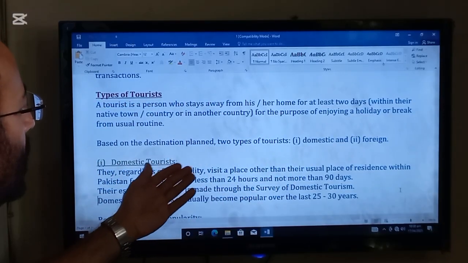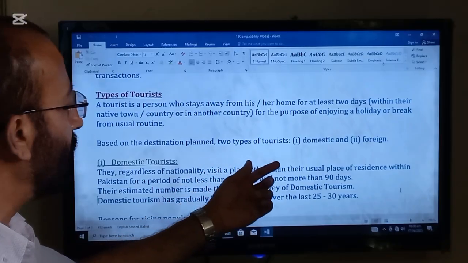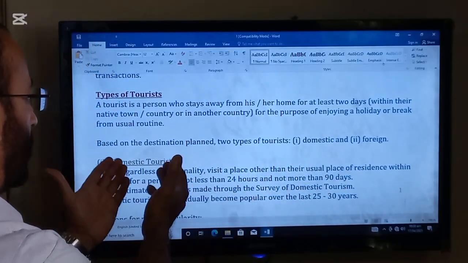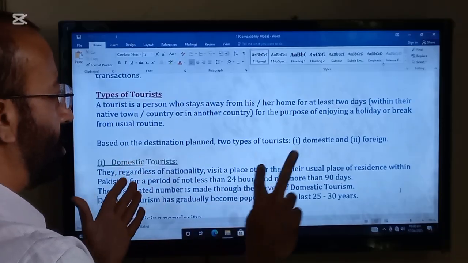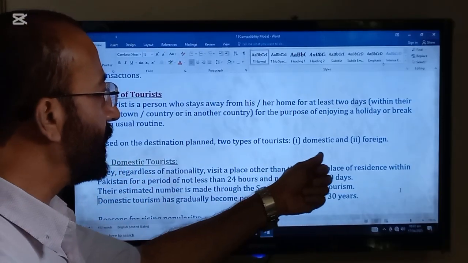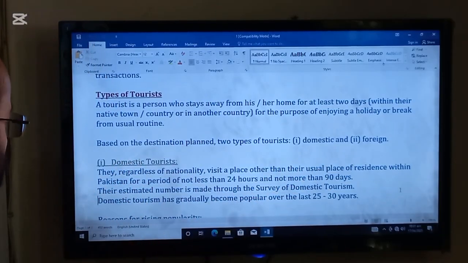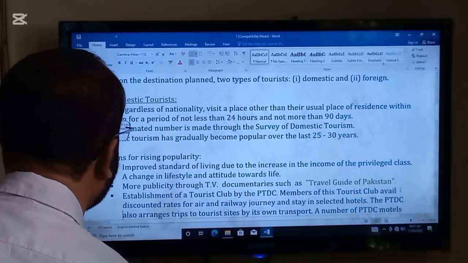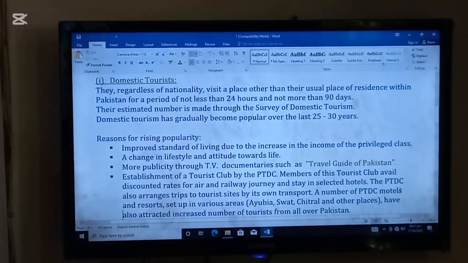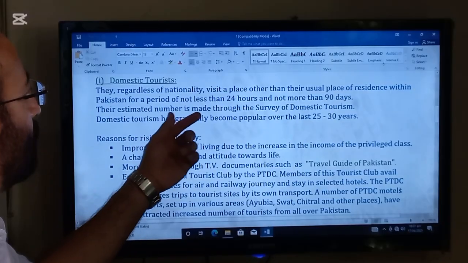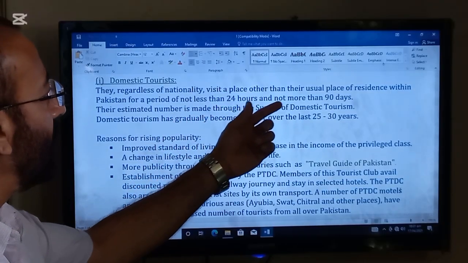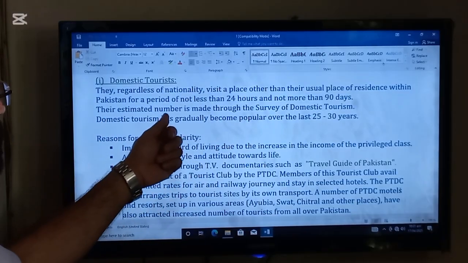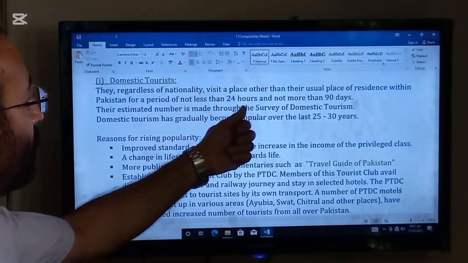Based on the destination planned, there are two types of the tourists, that is domestic and foreign. So based on the destination, tourists can be divided into two categories. One is domestic, one is foreign. So we are going to read the first category, that is domestic tourist. They, regardless of the nationality, visit a place other than their usual place of the residence within Pakistan for a period of not less than 24 hours.